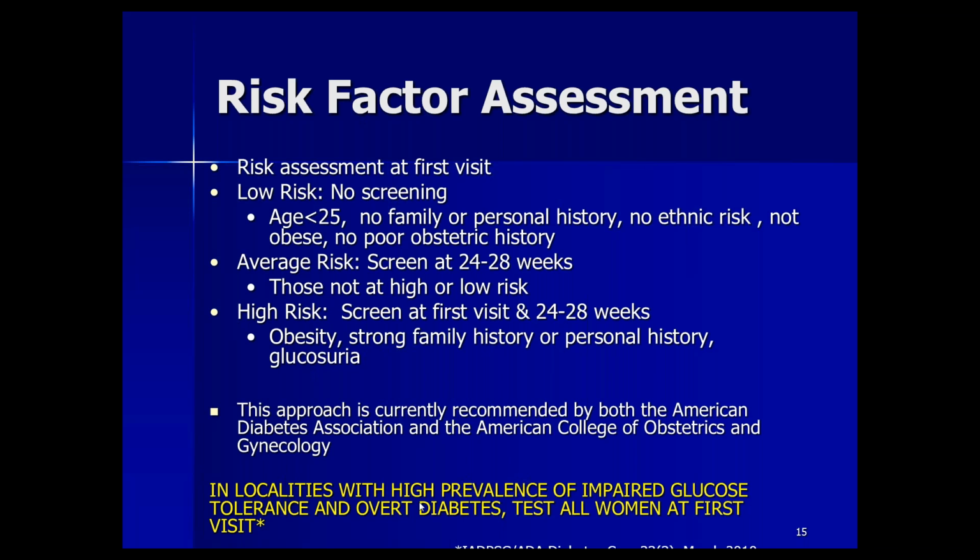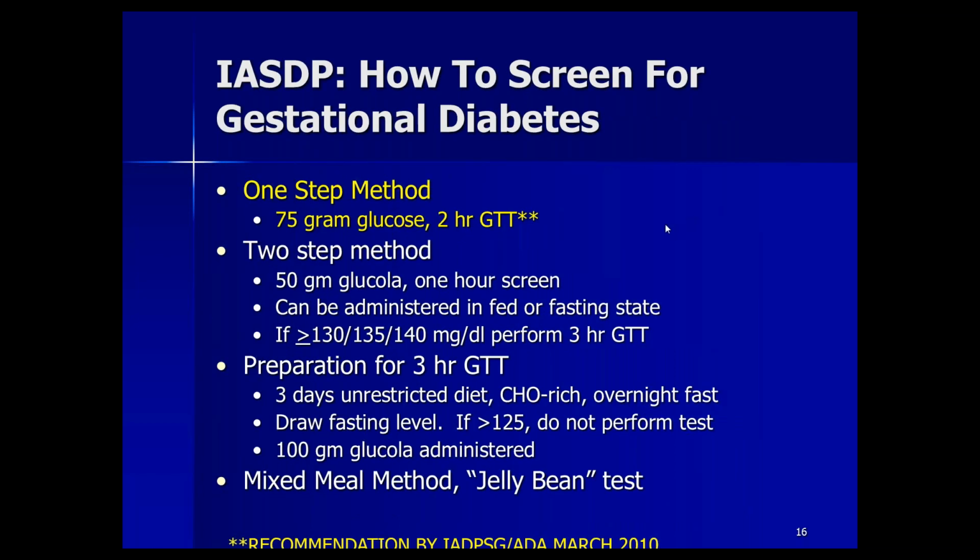And then because I was working in California for a very long time, we had localities with extremely high prevalence of impaired glucose tolerance and overt but undiagnosed diabetes. And so in those localized areas, we would do universal screening of all patients at the first visit. That was our local modification of that.